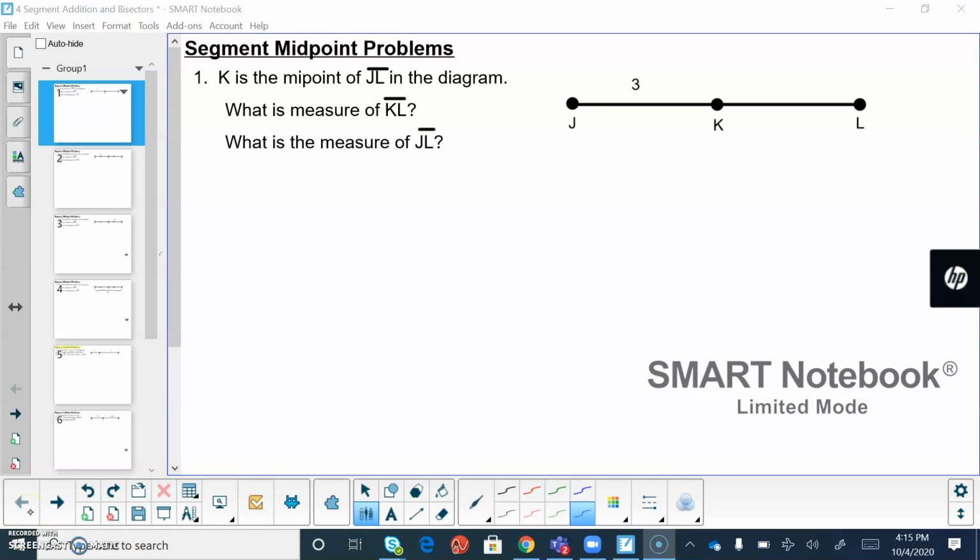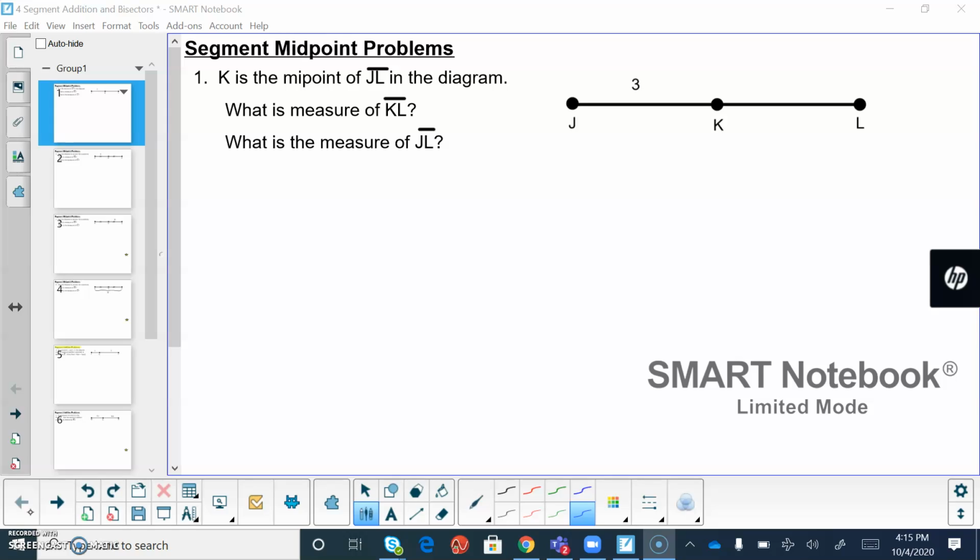Hello, this is our review of problems involving segment midpoints. And since this is a review, be aware that we will be having a test over this material tomorrow. And during this video, the video may pause and ask you questions.